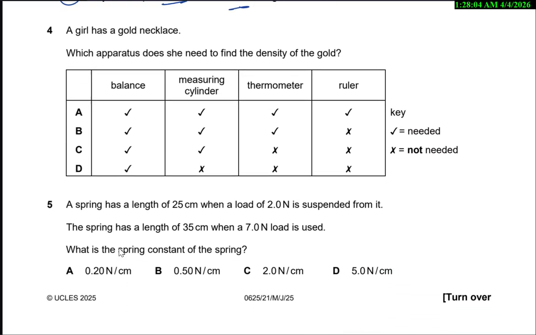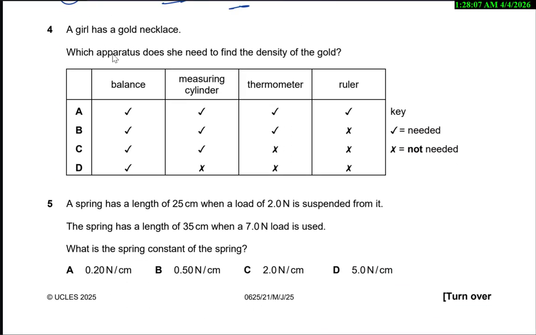Question number 4 is, a girl has a gold necklace. Which apparatus does she need to find the density of the gold? To find the density, we are using a formula, mass over volume. If we need to find the mass of any object, we use balance. And to find the volume of object, we will see, yeah, this is a necklace, so it means that this object is irregular. So to find the volume of irregular object, we will use measuring cylinder. So it means C is the correct answer.